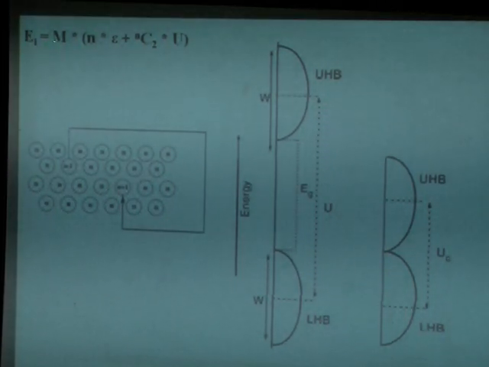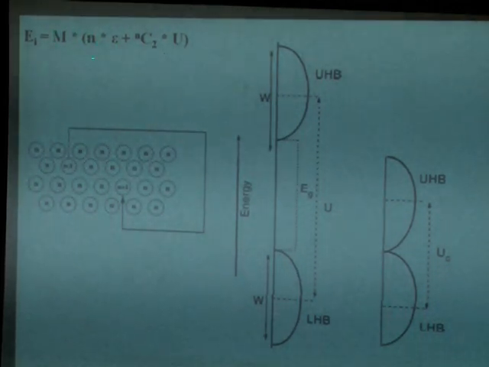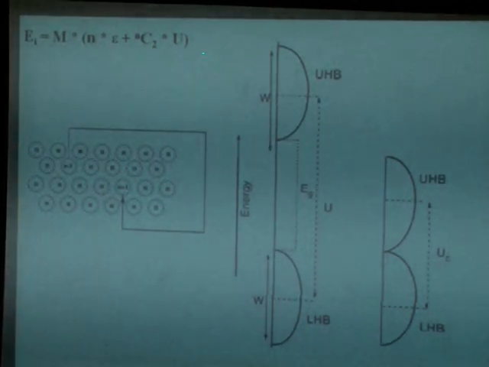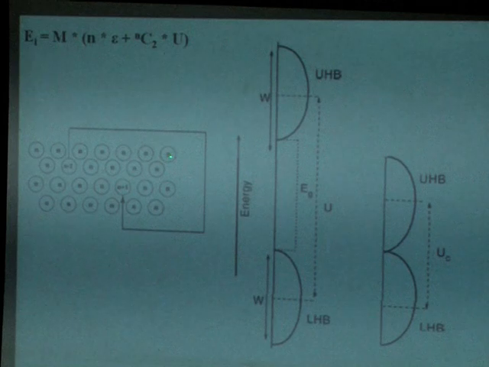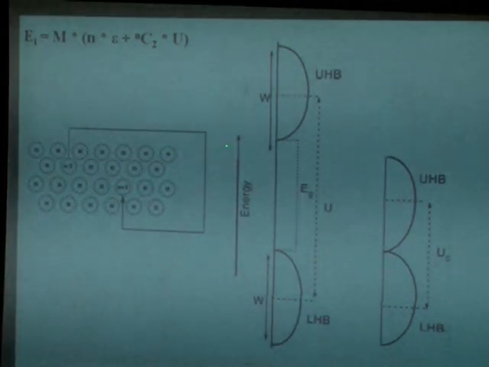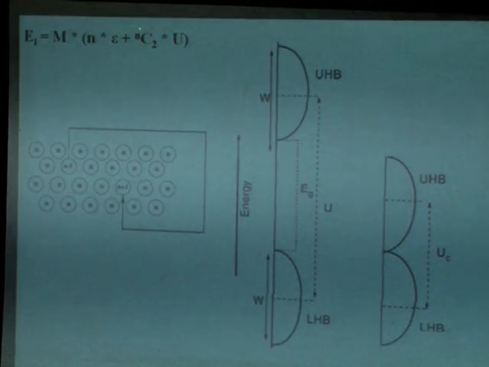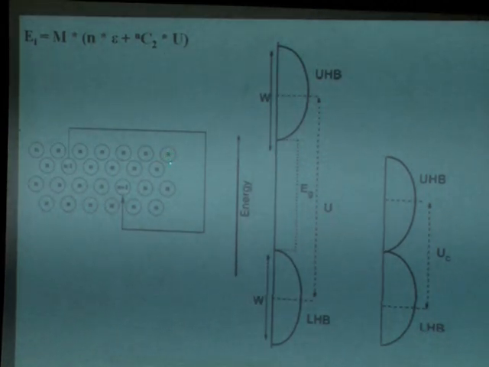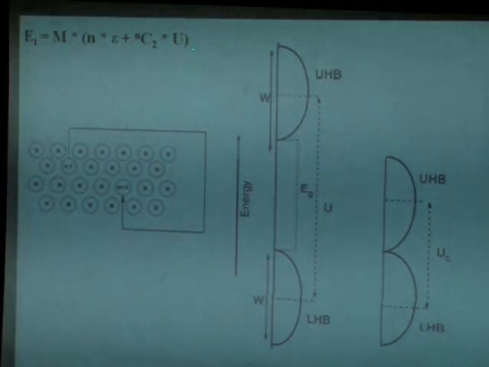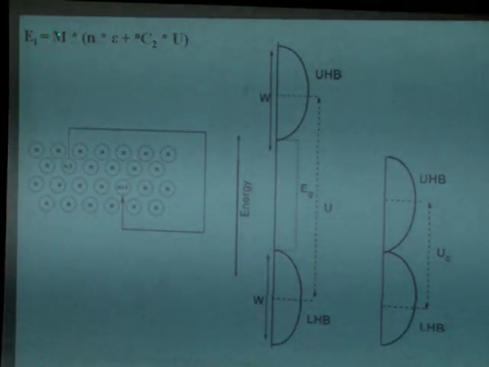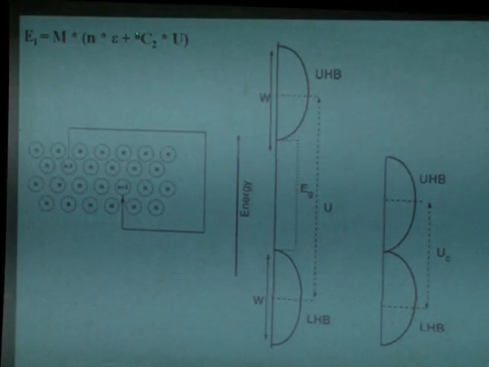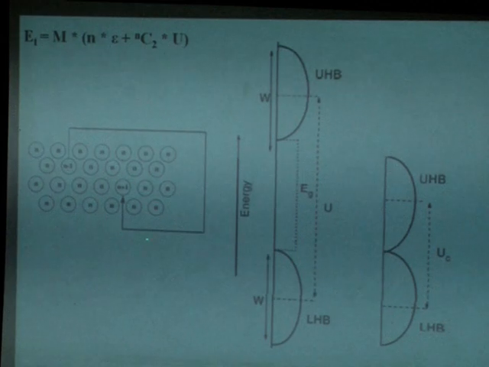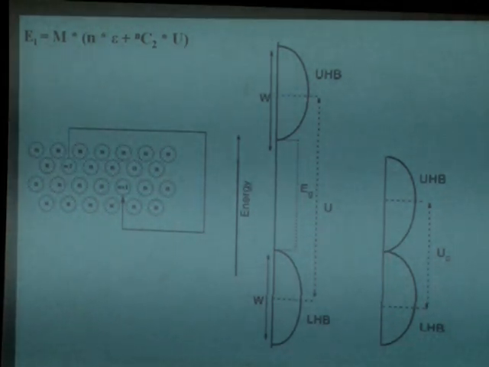At m sites, each of the sites with n electrons, so m into n into epsilon was the occupancy energy of n electrons. But each of these n electrons was interacting with each other pair-wise. How many pairs are possible? n choose 2. Correct? So there were n choose 2 pair-wise interactions, each pair costing U energy, and there are m such sites. So each site has n choose 2 into U additional energy, which I've added in, multiplied by m, because that happens at all the sites. This is before the hopping. Have you answered? This is okay?